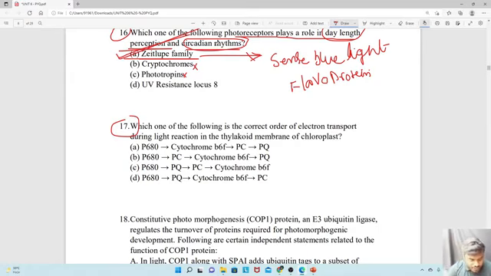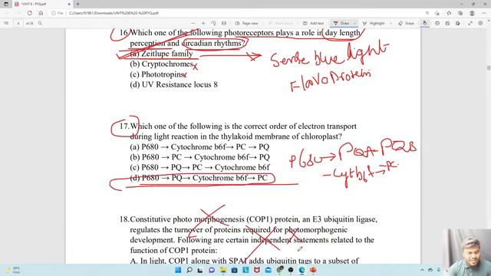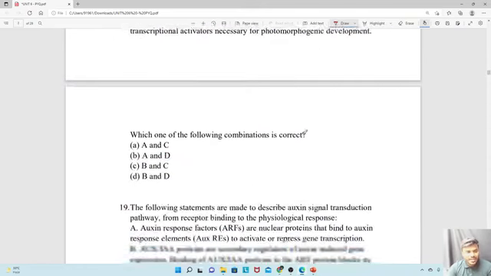Okay, that's good. For question number 17, the answer will be D. After P680, immediately plastoquinone A, plastoquinone B. Anyway, they have commonly given plastoquinone, followed by the cytochrome b6f complex, followed by plastocyanin. Fantastic. The answer will be D. Question number 18 is not related here. It is from unit 5. Okay, we will read it in unit 5.